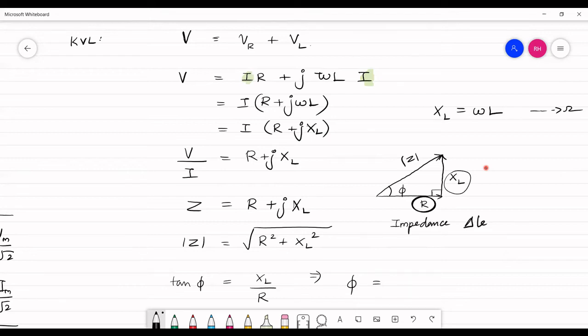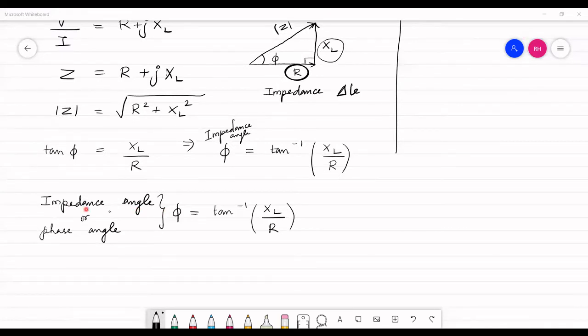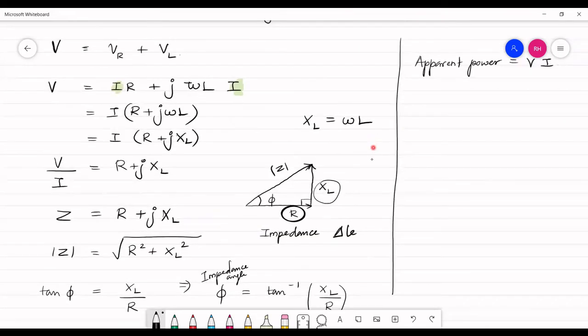And hence this angle is known as the impedance angle. So the other name for phase angle is impedance angle. And the impedance angle could be calculated from the impedance triangle using this formula, which is tan inverse of XL divided by R. Using this formula, we could calculate the impedance angle or the phase angle. And from this expression, phase angle is the angular difference between the voltage and current.